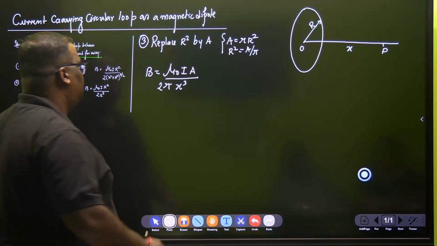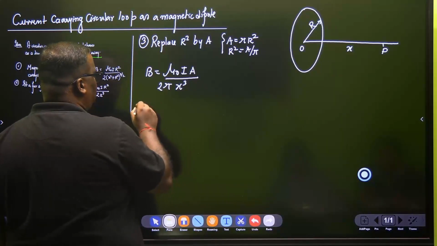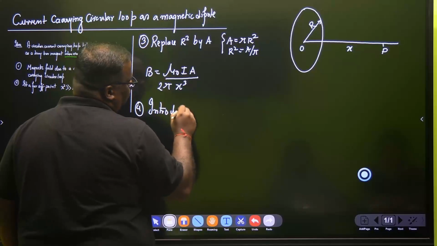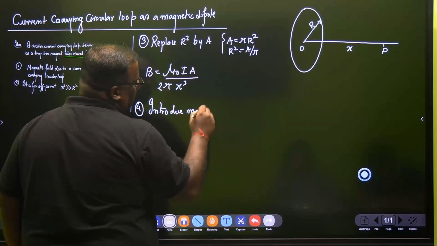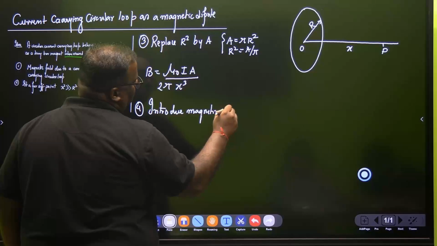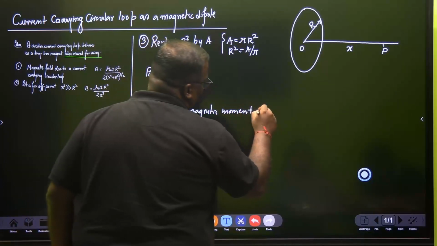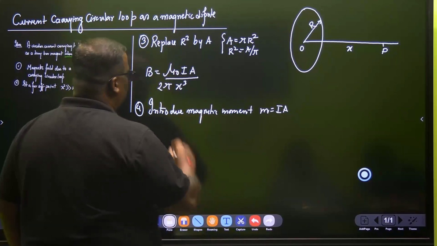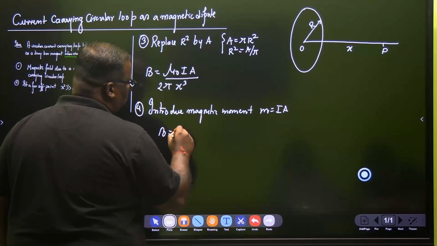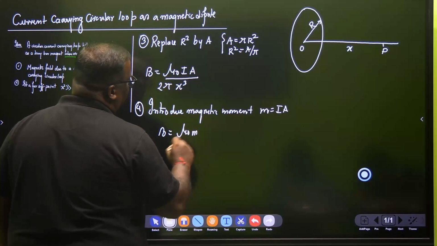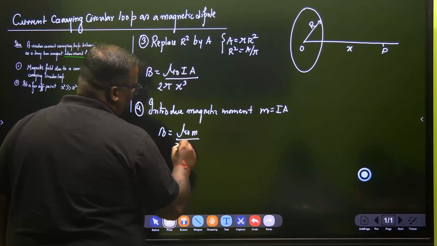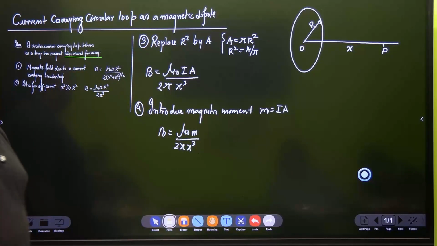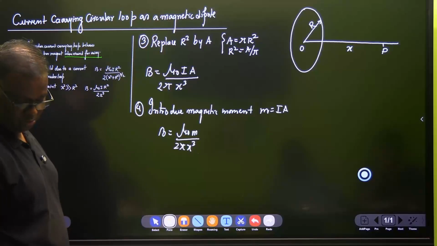Okay. Now out here, step number 4, we introduce magnetic moment. And what is magnetic moment? M is equal to IA. In such a case, your B becomes equal to mu naught M divided by 2 pi x cube.